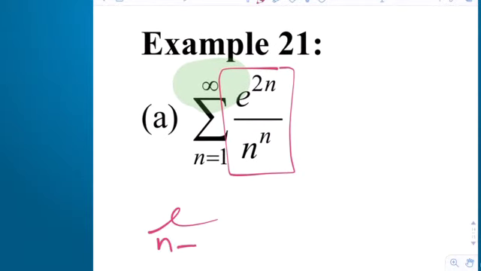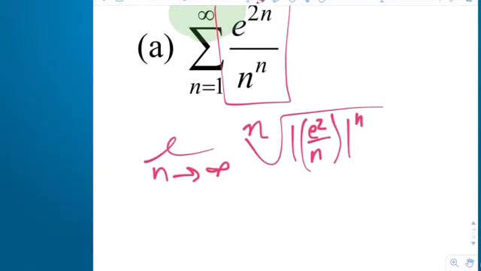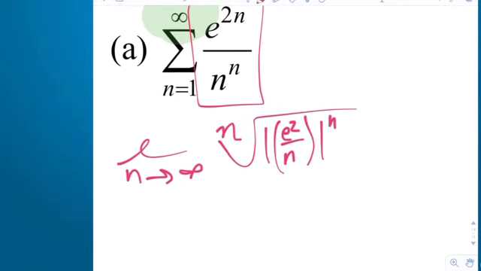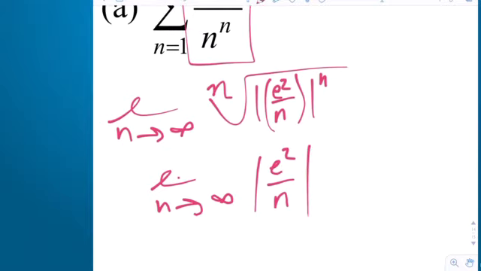The limit as n goes to infinity of the nth root of the absolute value of, I'm going to go ahead and write that again as e squared over n to the nth power. So again, this works well for things you can write as powers of n. Well, the nth root of something to the n is just itself. So this would be the limit as n goes to infinity of the absolute value of e squared over n. And now, of course, where does that go to? It goes to 0. And 0 is less than 1. Therefore, the series does converge.